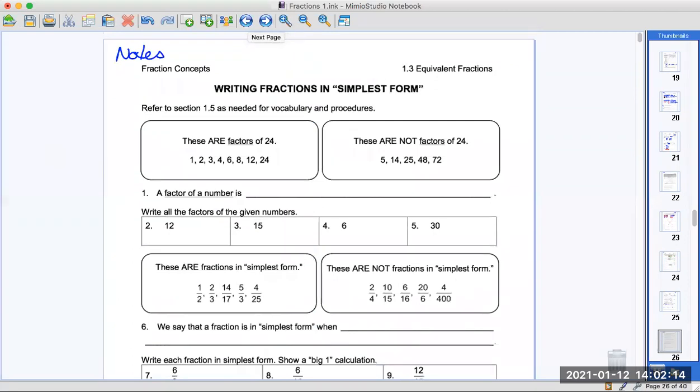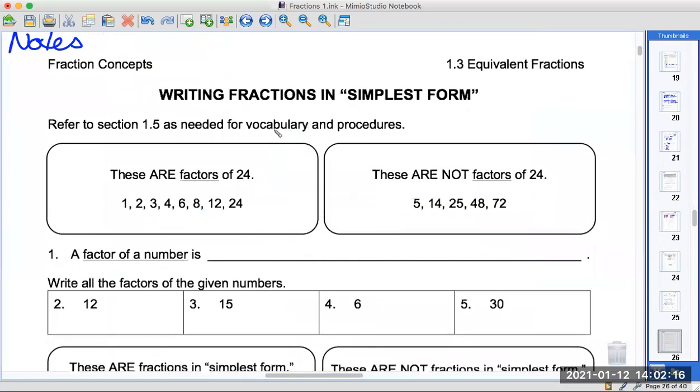And we're learning on this page, we're talking about writing fractions in simplest form. So that's called reducing. Remember when I used that word reducing, it's when you divide by the same number, top and bottom. Reducing means dividing, yeah? Okay, these are factors of 24.